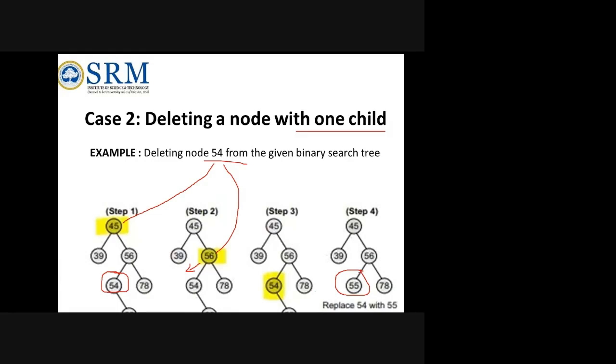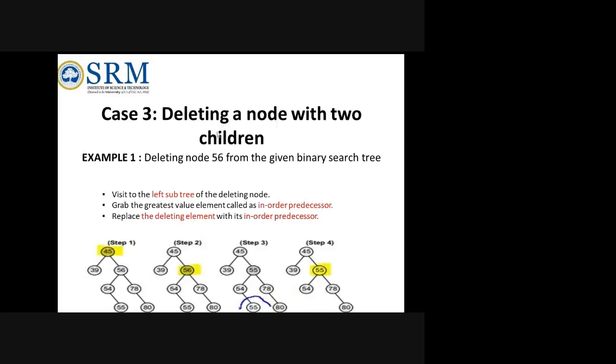Okay, so 54 is now replaced with 55. Sometimes, if it does not have 55 but has some node as 53, a lesser one, that should be replaced here. That's all. That is with one child. But when you are coming to a node with two children, the case is different. How you have to find out which node you have to replace for 56, that is the one which we are going to see now.